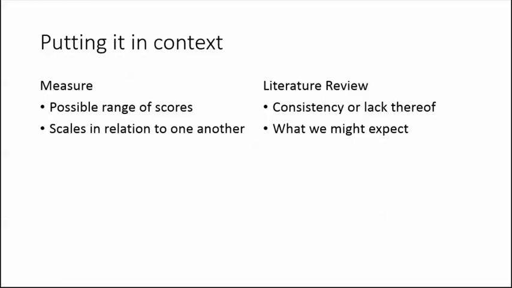When we think about the scores in the context of the measure, we can look at the possible range of scores, as well as scales in relation to one another. I'll use the short grit scale file to provide an example of that. We can also think about the scores in the context of the information we discussed in the introduction and literature review.